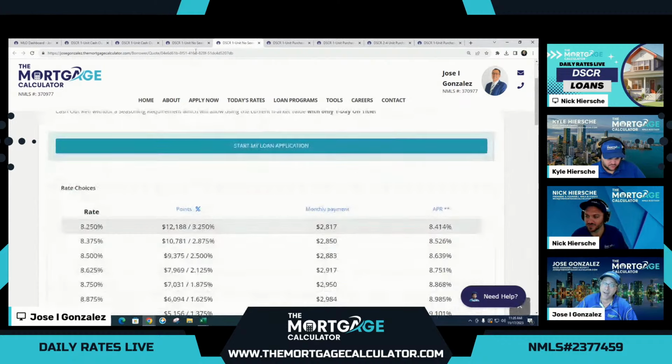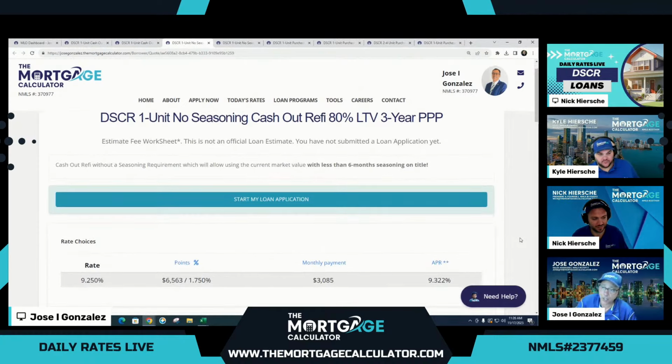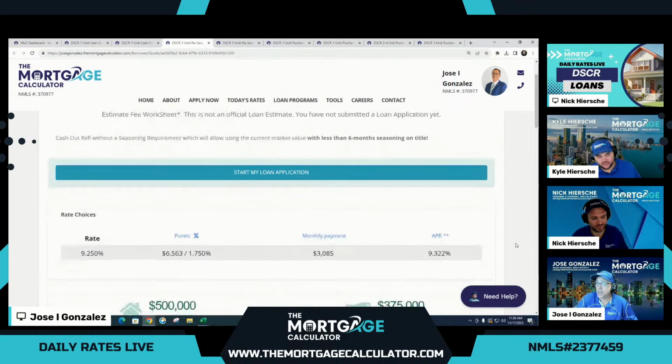Now, as if that wasn't good enough, I got an 80% LTV, no seasoning cash out option. This one may be a little bit pickier with the seasoning. They say they don't have 6 months seasoning, but they're going to look at the work, and definitely the appraiser has to do their job, and the MLO has to do their job by properly submitting the scope of the work done when the order was presented. So here, 1.75 points to the borrower cost plus 1%.